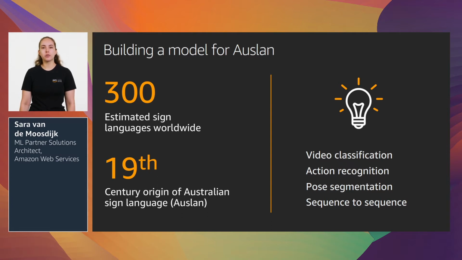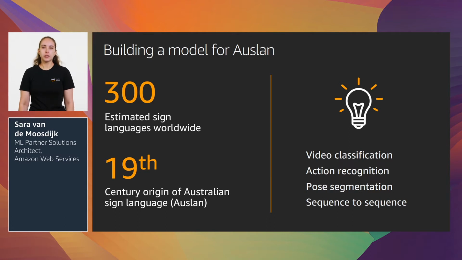And we actually use the term Auslan to refer to Australian Sign Language. It originated around the 19th century when it split off from British Sign Language, known as BSL, and it has two major dialects, a northern dialect and a southern dialect.